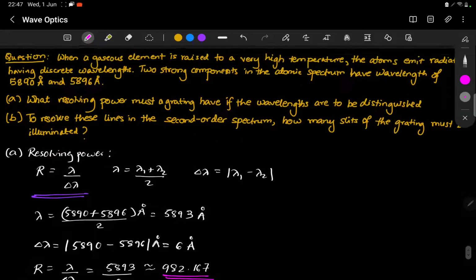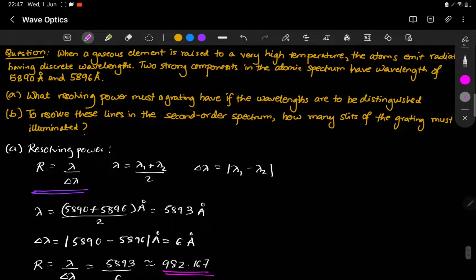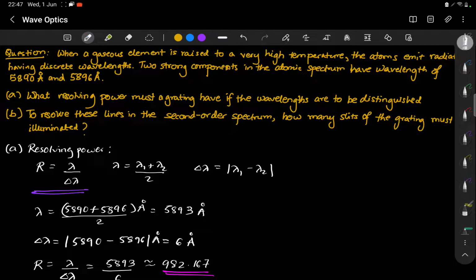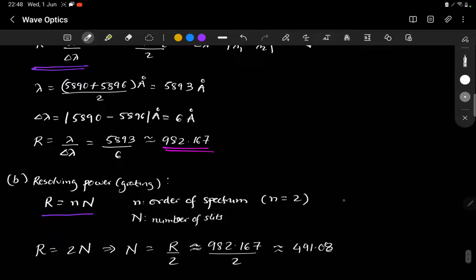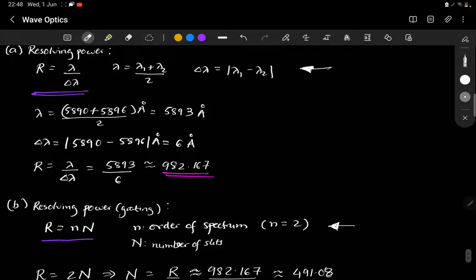The takeaway from this question was the formula for resolving power. So we had this general formula for resolving power, and another formula specific to the grating, for the same quantity, resolving power. So we have two expressions for resolving power which can be used to solve problems like these.